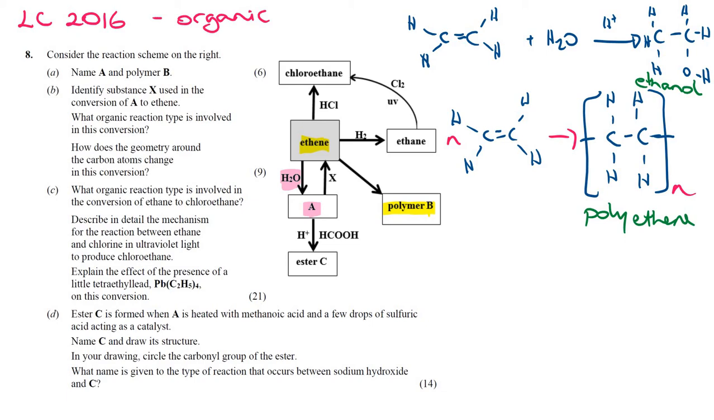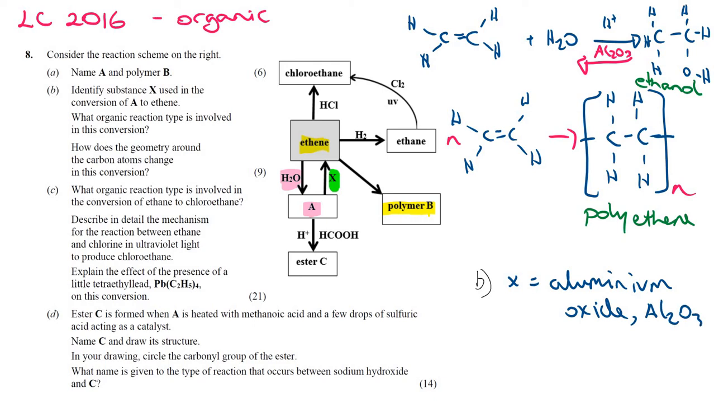Identify substance X using the conversion of A to ethene. So here we have the reverse reaction of hydration or addition of water. It's a dehydration reaction, and the conditions used to dehydrate ethanol and go back to ethene is heat, and aluminium oxide is the catalyst used. So X equals aluminium oxide, which is Al2O3.